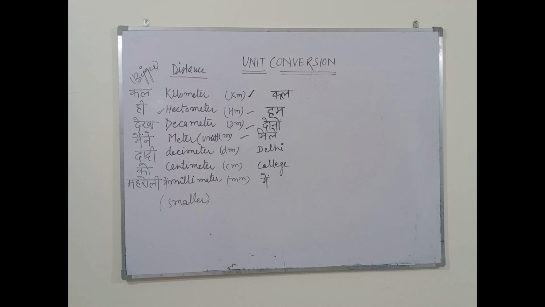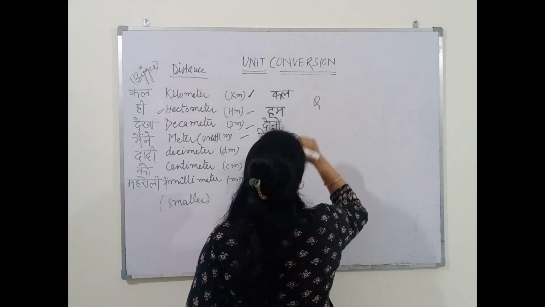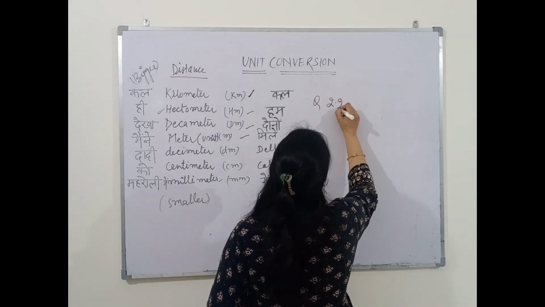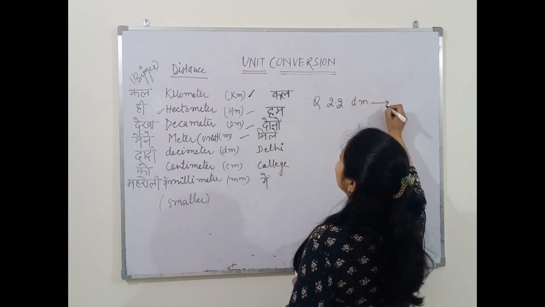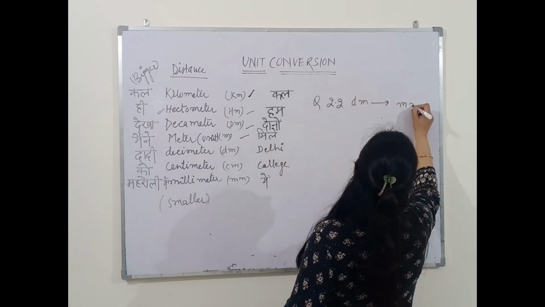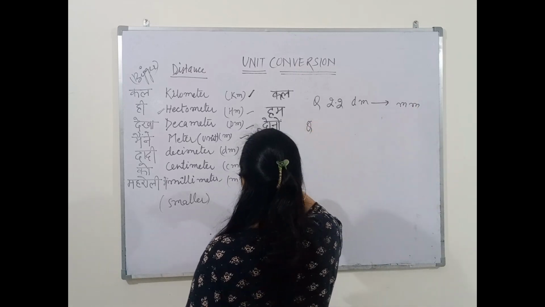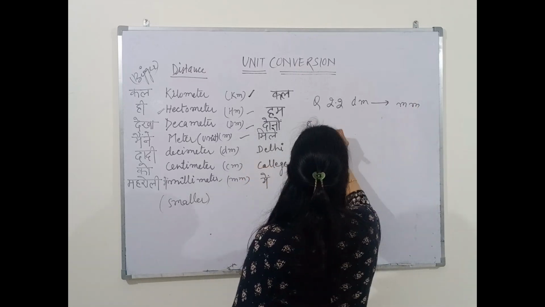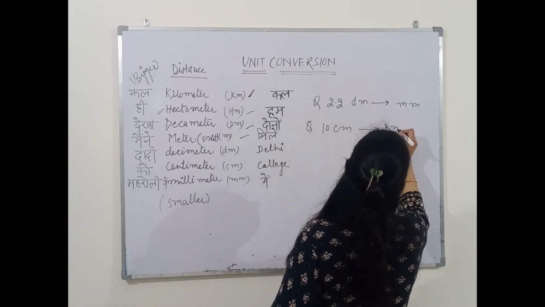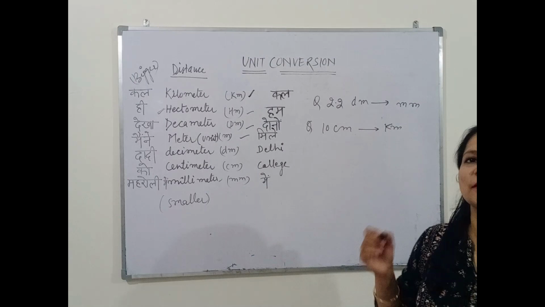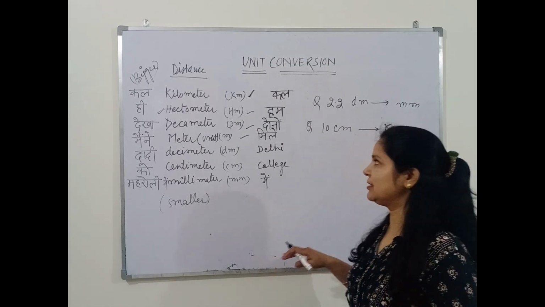Now I am giving you 2 questions. You have to convert. It's homework and you have to give the answer in the comment section. 2.2 decameter into millimeter. And second question, 10 centimeter into kilometer. Just write answers in the comment section, right?